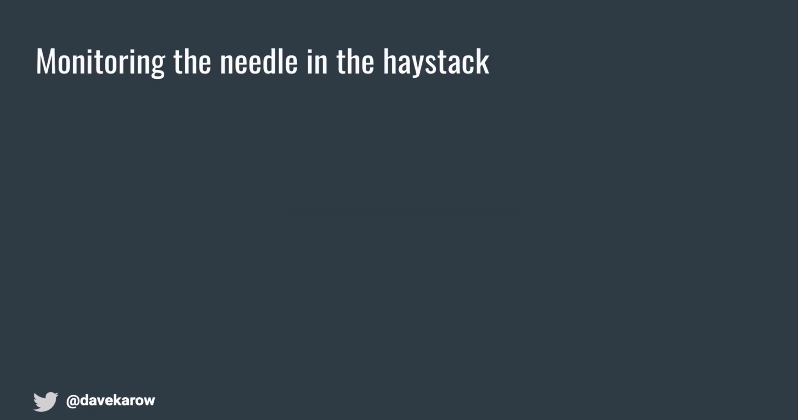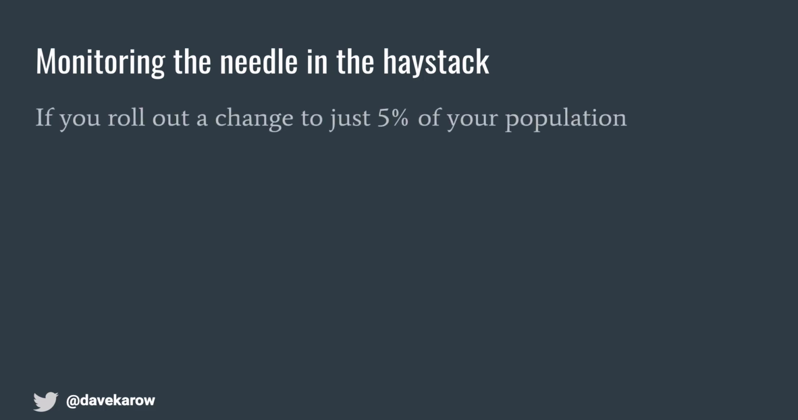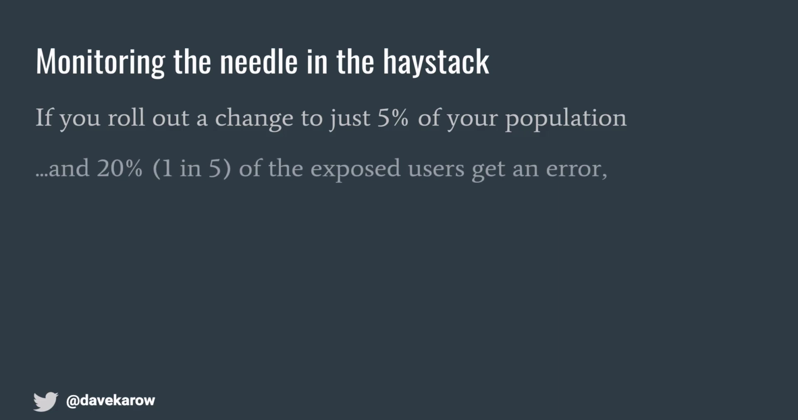So monitor. How do they do monitor? So first I'm going to do a little math with you. I call this monitoring the needle in the haystack. So if you roll out a change to 5% of your users, I know it's late in the day, but I'm sure you guys can do this math. 5% of users are getting this code. The rest are not, right? But 20% of those users are getting an error. So 1 in 5 of those users is getting an error.